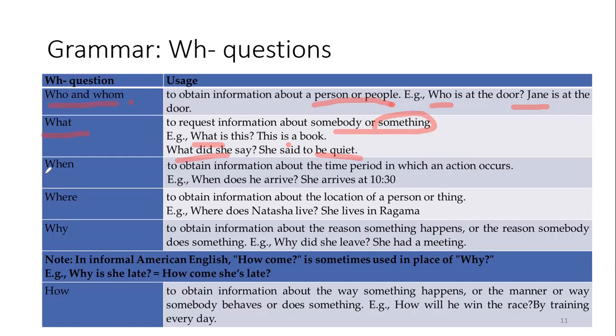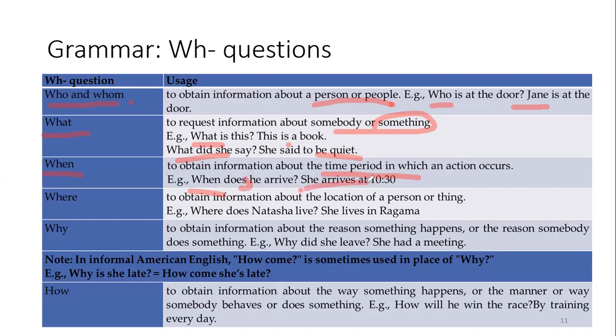Okay. When means what? When means what time? So when you ask a question using the question word when, it's to obtain information about the time period in which an action occurs, right? About the time period. Okay. And then when does he arrive? For example, when does he arrive? It should be she. Okay. When does she arrive?